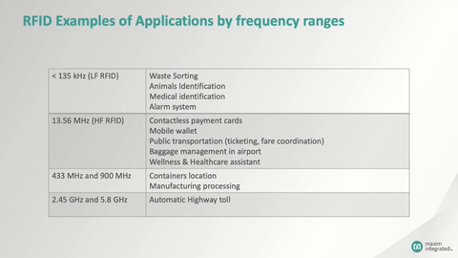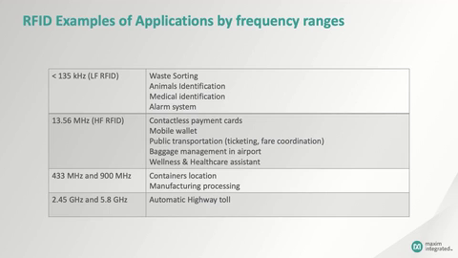This table shows some examples of RFID applications and their frequency ranges. The low frequency range covers frequencies less than 135 kHz. Now, at this frequency, the transmitter and receiver are always in the near field, and you'll usually see systems operating at this frequency in applications like waste sorting, medical ID, and alarm systems.